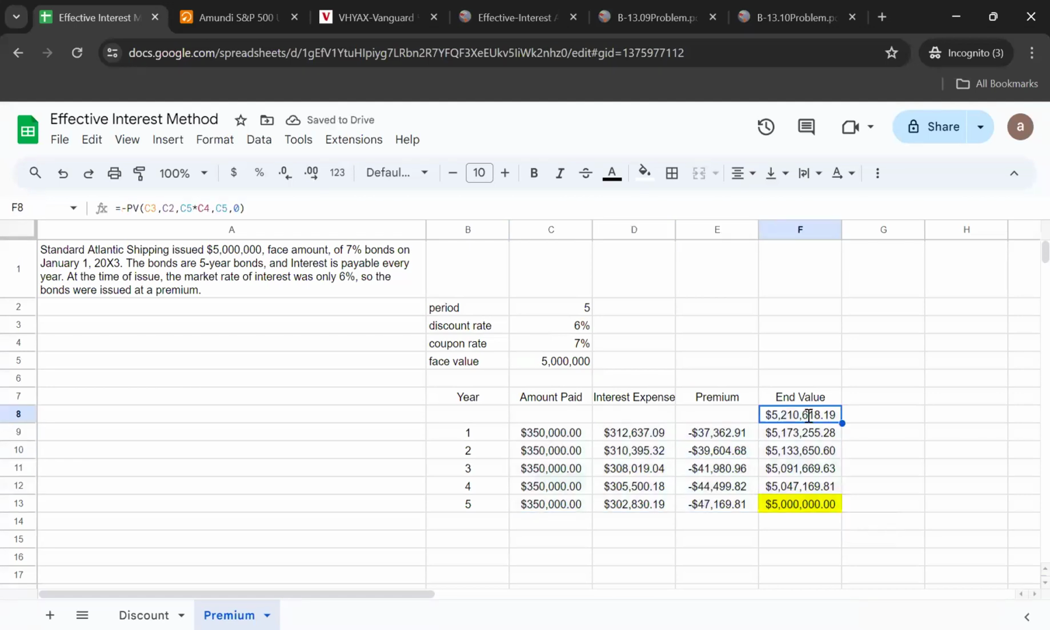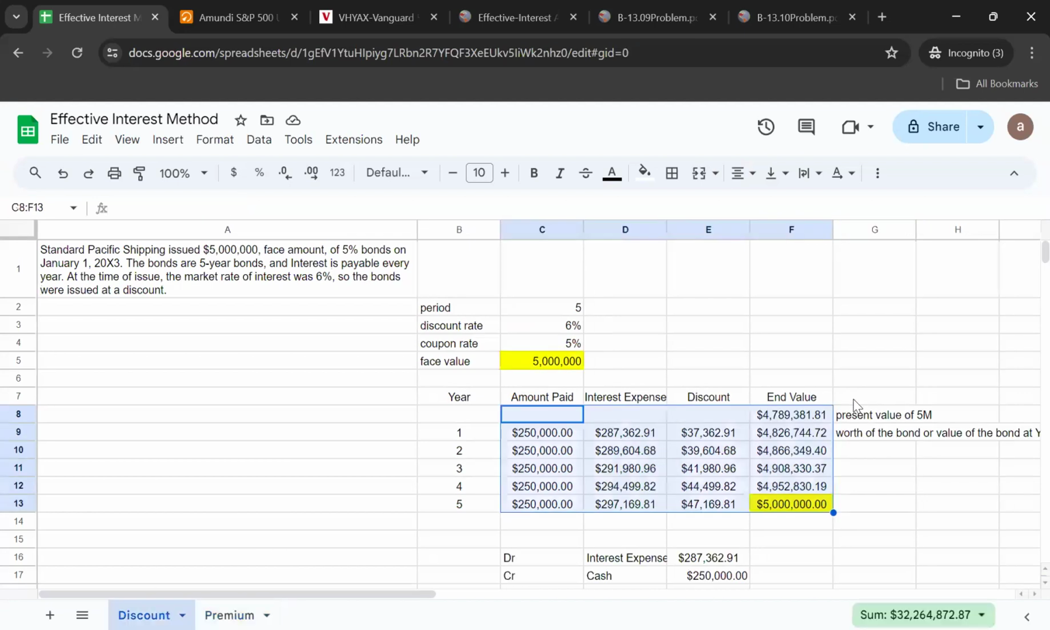First thing would be to look at the present value, right? So the present value is calculated correctly in this case. If you look at the formulas, it's using this one, 6% discount rate, C2, which is the coupon rate. The C2 is this one here, period 5 years, and then C5 times C4 is the coupon payments, and then C5, which is the future value, times 0, right? So this is premium, right? So now this is the present value of 5 million.